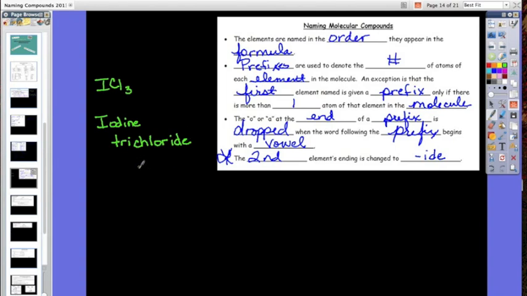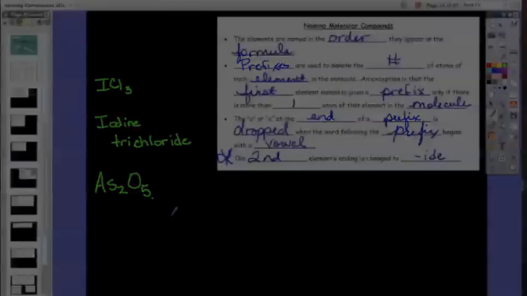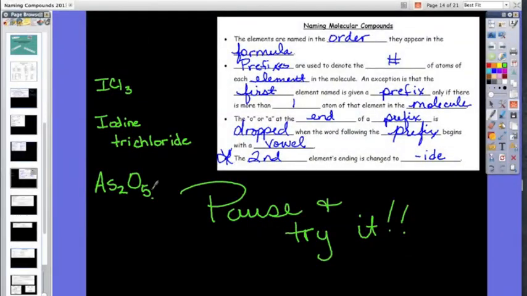And then the next one would be As2O5. Look at your periodic table and see if you can figure out what that one is real quick. So As2O5, when you look up on the periodic table, arsenic is As, so this would be diarsenic. And then 5 oxygens would be penta. We drop the A and do pentoxide.